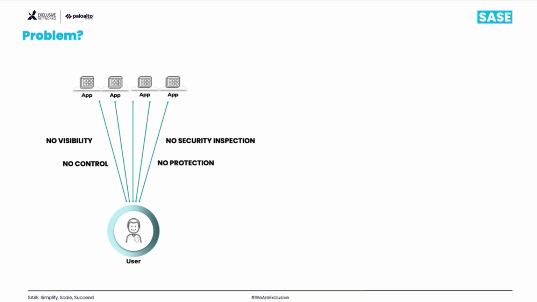The problem is when the user or the employee is sitting off-premise, so no longer behind the next-gen firewall or the on-premise proxy, well, we lose visibility. And if we don't have visibility, well, we do not have any control, because we cannot perform deep packet inspection and we cannot inspect the data, right? So this means the user is now unprotected.